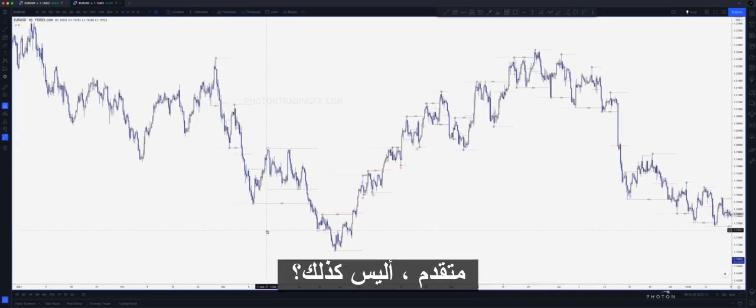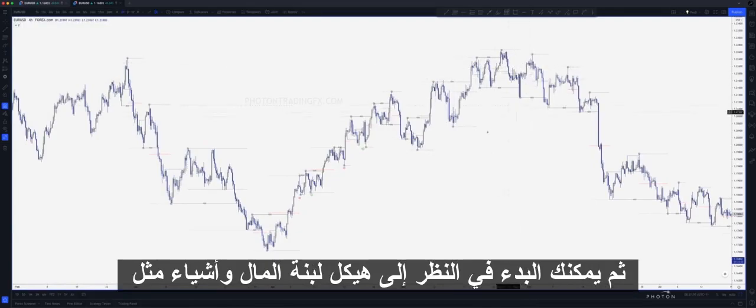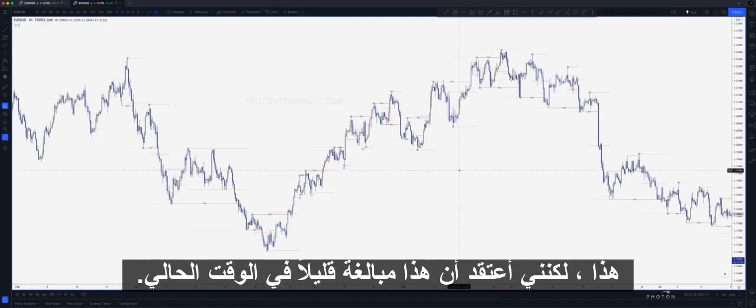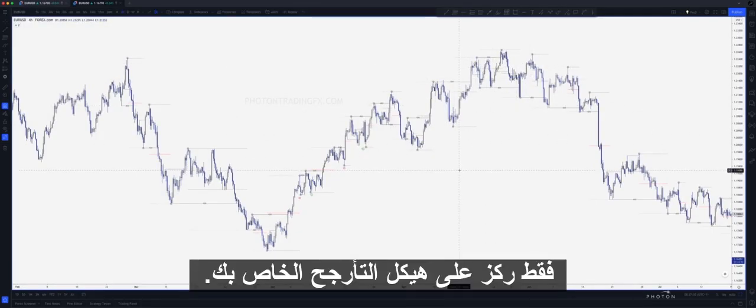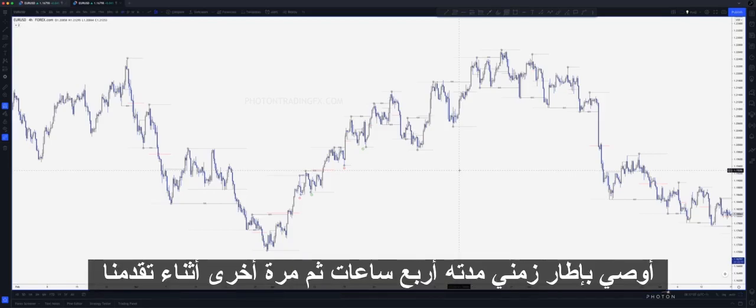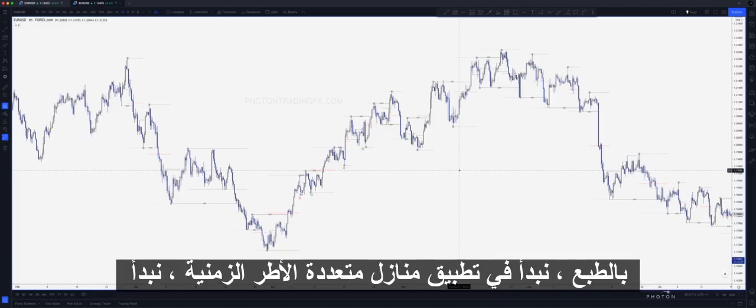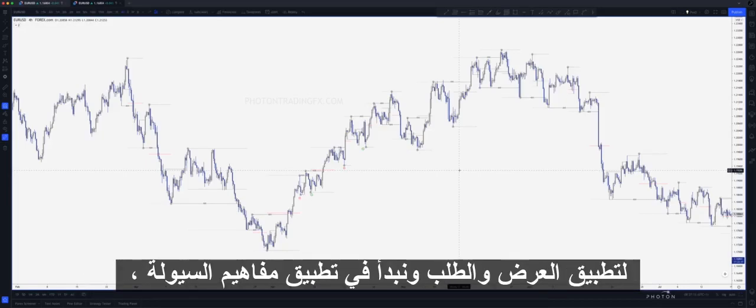And then if you want to be really advanced, you can start looking at minor breaks of structure and things like that. But I think that's a little bit overkill for now. Just concentrate on your swing structure. Do it on just one time frame; I'd recommend the 4-hour time frame. And then as we go through the course, we start to apply multi-time frame analysis to this. We start to apply supply and demand, and we start to apply liquidity concepts.